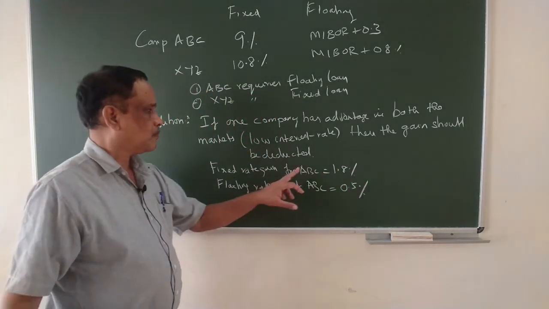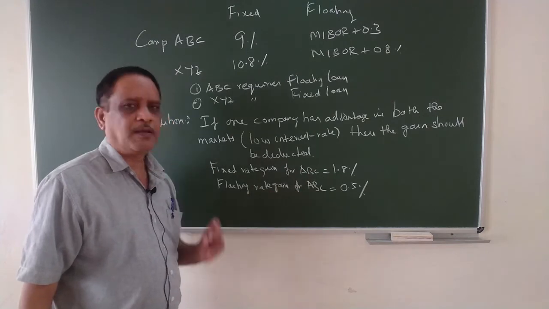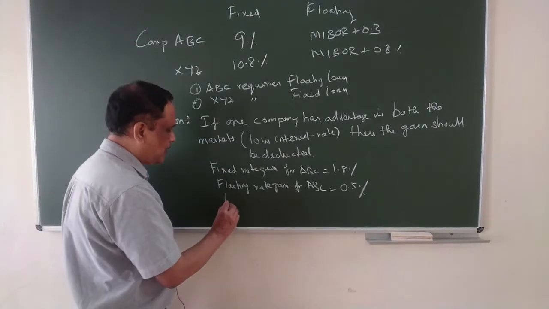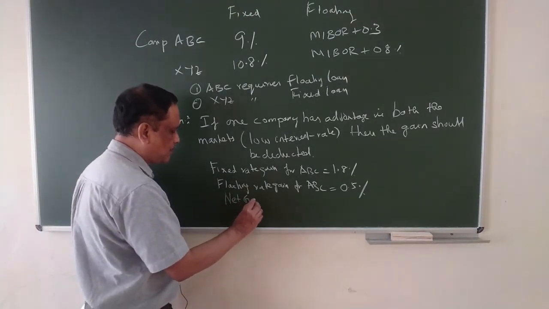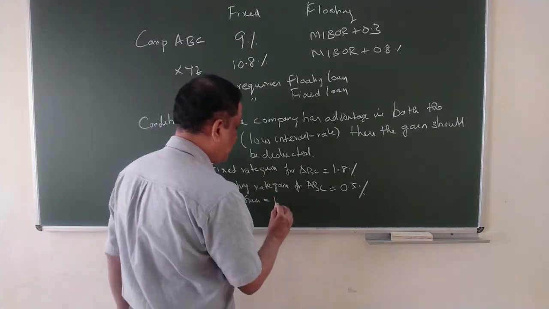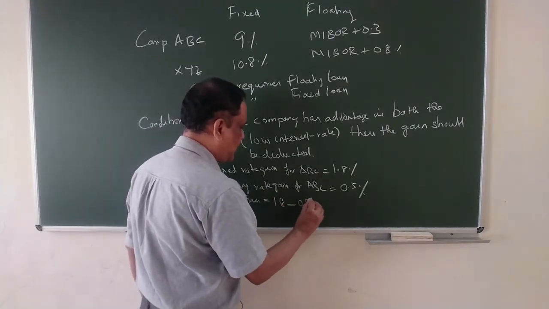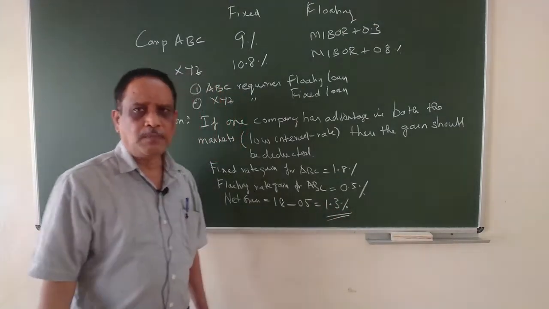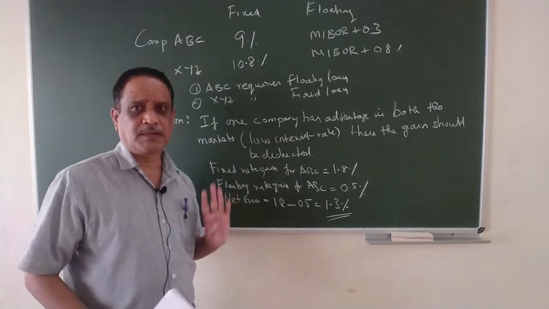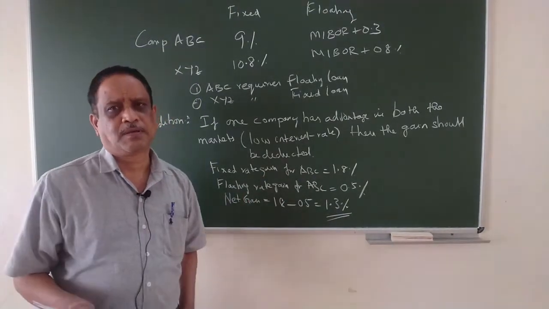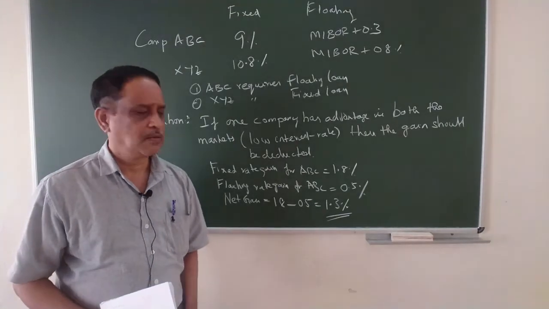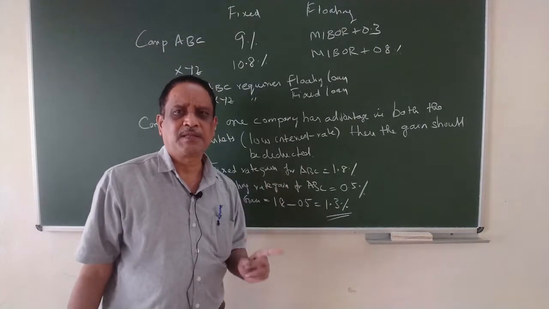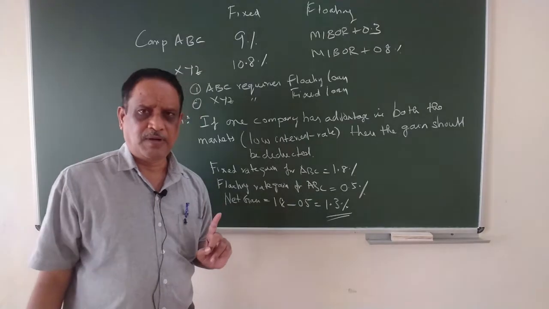I have told you, if the gain is for the same party in both the markets, the net gain should be deducted. So, net gain will be 1.8 minus 0.5, that will be 1.3%. This is the thumb rule, and you have to remember this, then only you can approach these swap problems. So here, the markets are different, the same company is having the advantage, so you deduct the advantage.